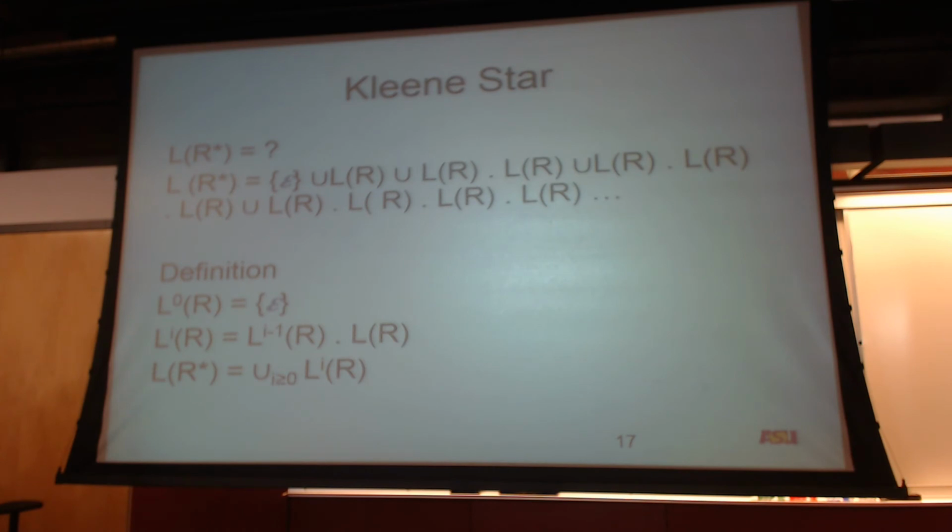So what is the definition here? We first say, okay, let's define a new variable called L0 of R. What is L0 of R? L0 of R is the empty string. Then we say, what is Li of R? Li of R is basically you first calculate L(i minus 1) of R, and then you concatenate it with L of R. So if i is equal to 1, L1 of R is concatenating L0 of R with L of R. Which means the empty string, comma, whatever is in the language of R.